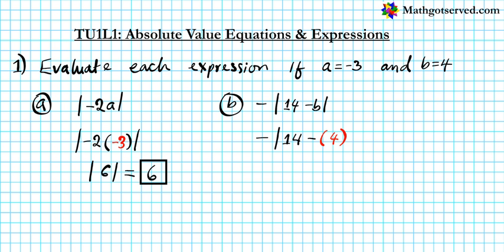All right, let's simplify what's in the absolute value, and then we'll use the definition of absolute value to evaluate the resulting number in it. So 14 minus 4 is simply 10. What's the absolute value of 10? The absolute value of 10 is how many units 10 is from 0 on the number line? 10 is 10 units from 0 on the number line, so you're going to have -10.